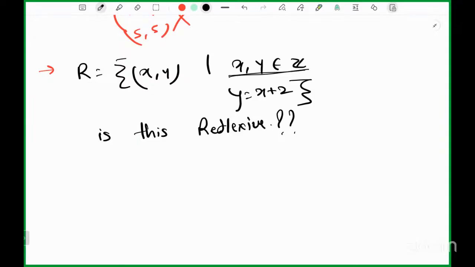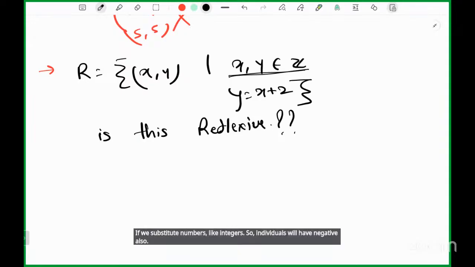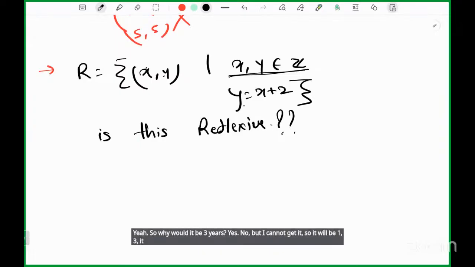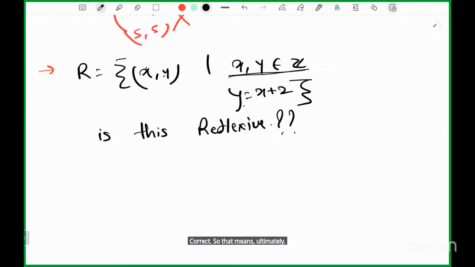If we substitute numbers, integers will have negatives also. If I take x as 1, can I take y as minus 1? No, see, the relation between x and y is dependent on x. So if you fix x as 1, y should be 1 plus 2, which is 3. So it will be (1, 3).